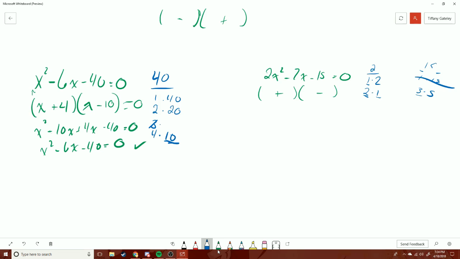Alright, so then 3 times 1 is 3. Well, let's set it in green so we can see the difference so I don't get confused. So 3 times 1 is 3, minus 2 times 5 is 10. 10 minus 3 is 7. Yay!